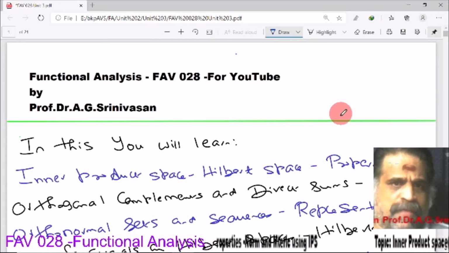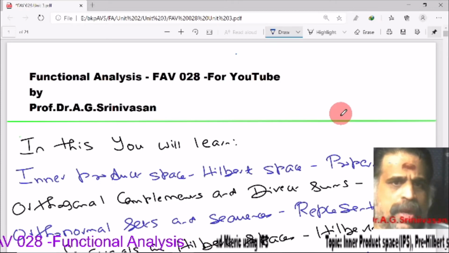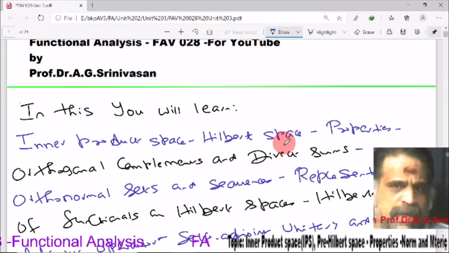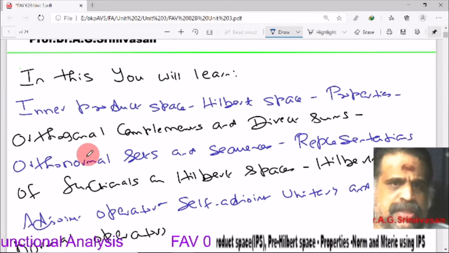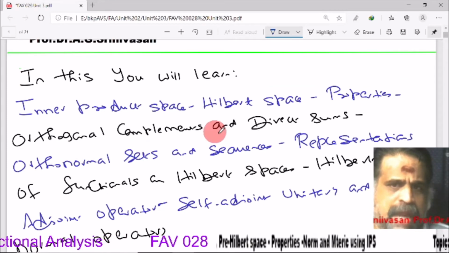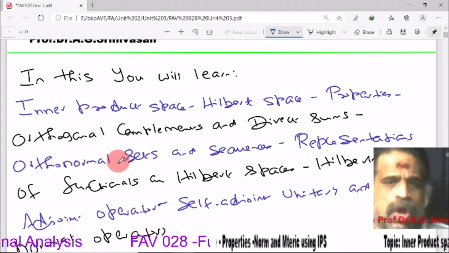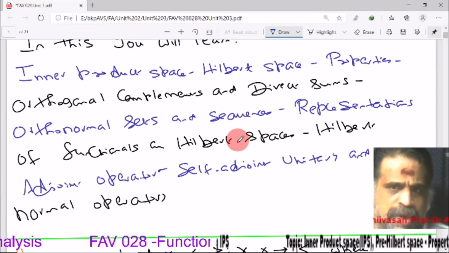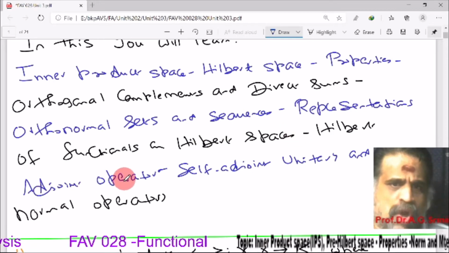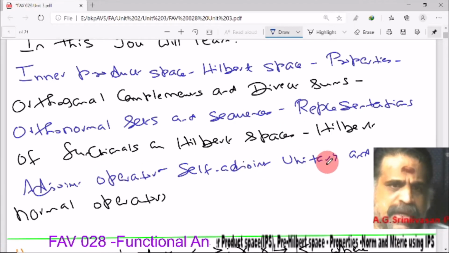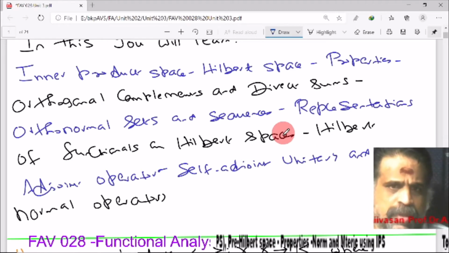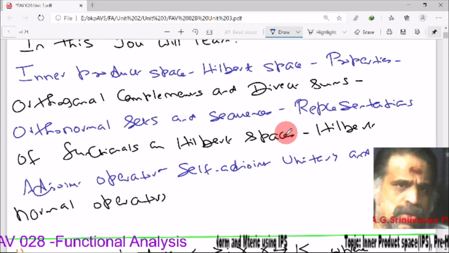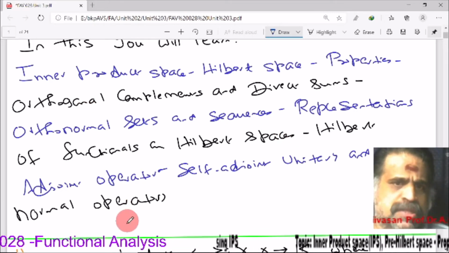In this series of lectures, you will learn inner product space, Hilbert space, properties, orthogonal complements and direct sums, orthonormal sets and sequences, representation of functionals on Hilbert space, Hilbert adjoint operator, self-adjoint, unitary and normal operators. This is a very simple module starting from inner product space to normal operators.